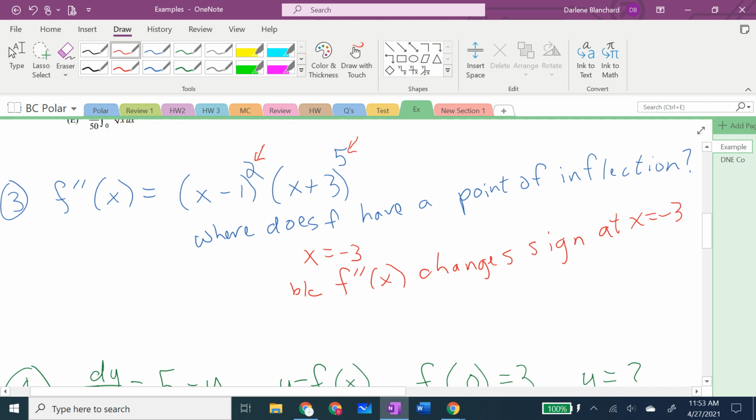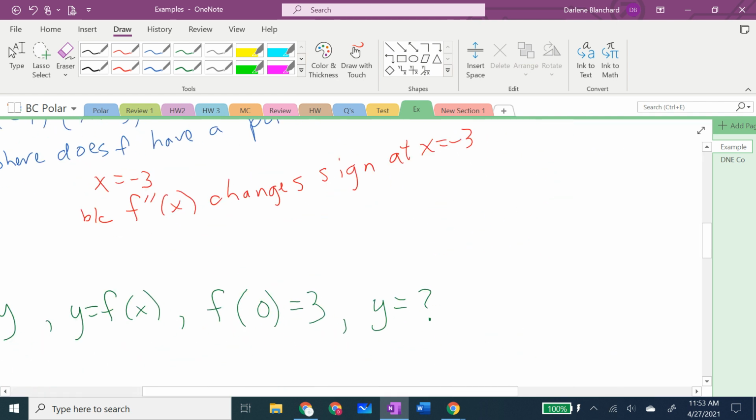And let's see, in this case, it would be changing from negative to positive. The other thing you are allowed to say, and it just depends on the circumstance of what you're given, it wouldn't be this problem, but I will tell you what is equivalent to saying this. Equivalent to that is f prime changes from decreasing to increasing or vice versa.